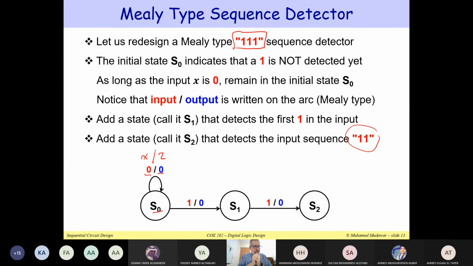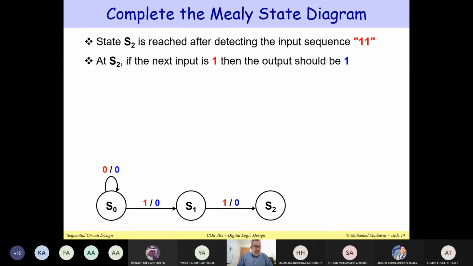This is my question to you. Now you are in S2, which means you have detected the sequence 1, 1, and now you would like to detect the third one. If the input is equal to 1 in S2, where do you go? Well, do we really need S3 as we did in the case of Moore? Maybe not, because the output will be shown on the arc.